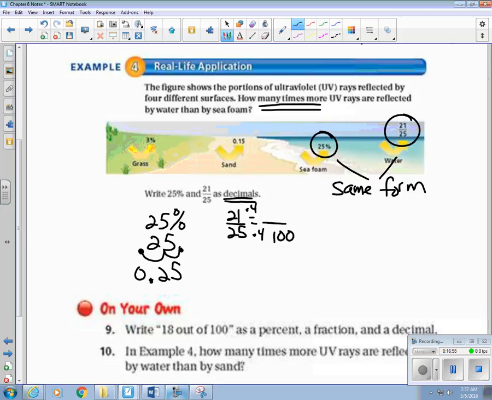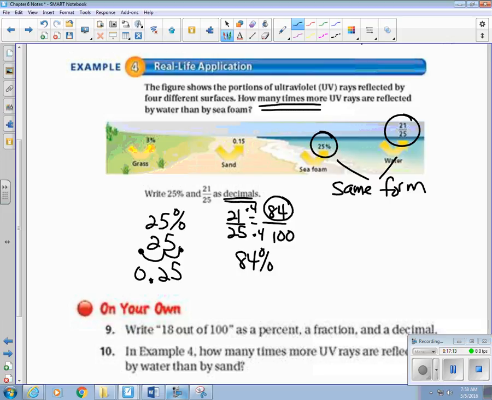So 4 times 21 is 84. Okay, and 84 out of 100. That's the same thing as this number up here represents percent because it's 84 out of 100. So 84 over 100 is equal to 84%.